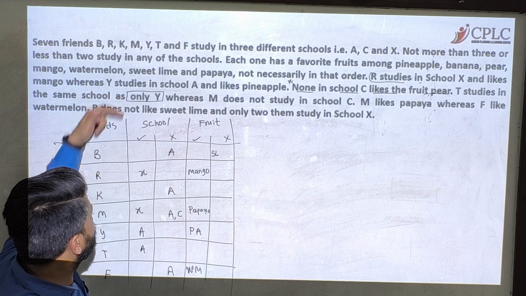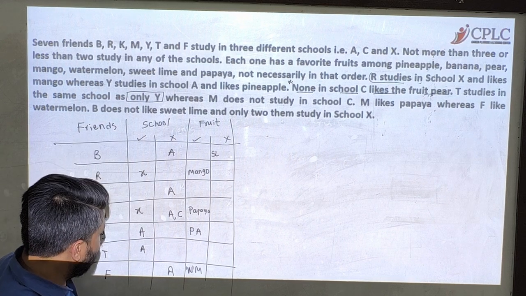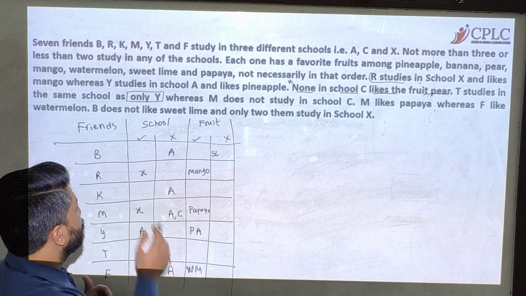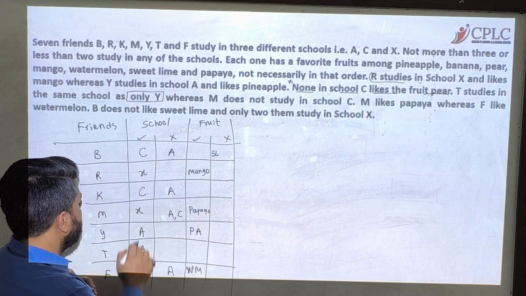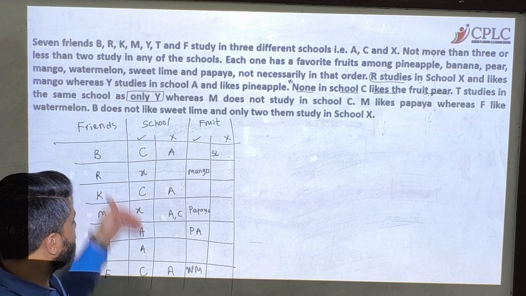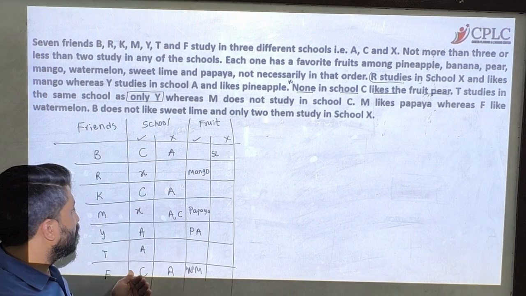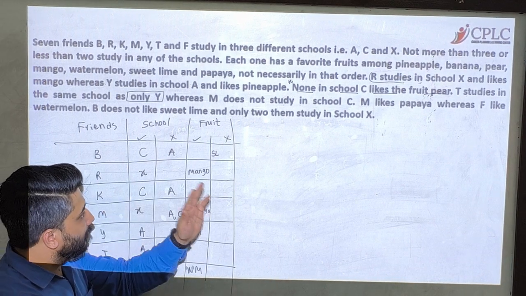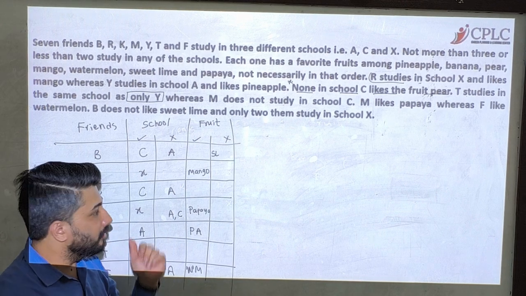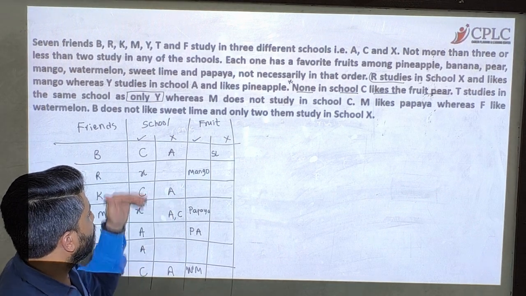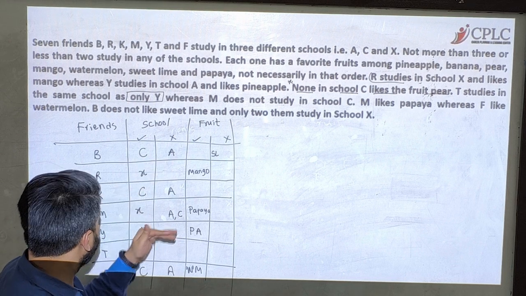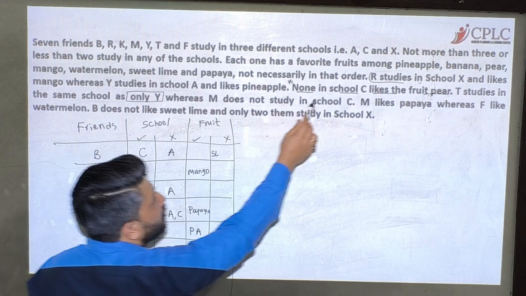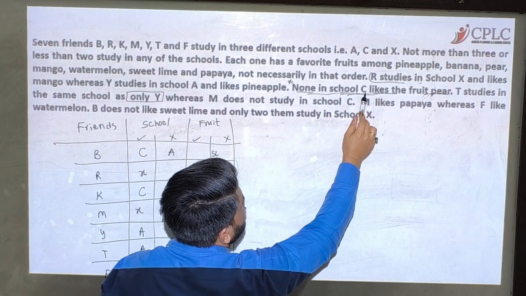And then we earlier know that only two people are going to school A, that is Y and T. That means the remaining three people have to go to the third school, and that school is school C. So this is how we can figure out everyone's school from the students' perspective, but there is still some work left, which is figuring out the fruits for the three people, that is R, Y, and T.